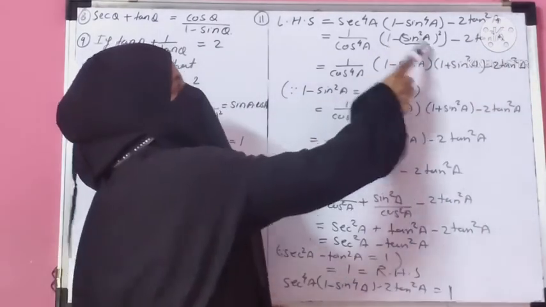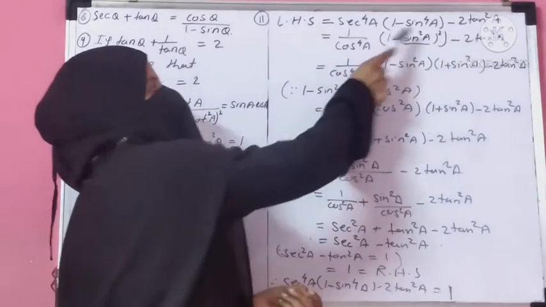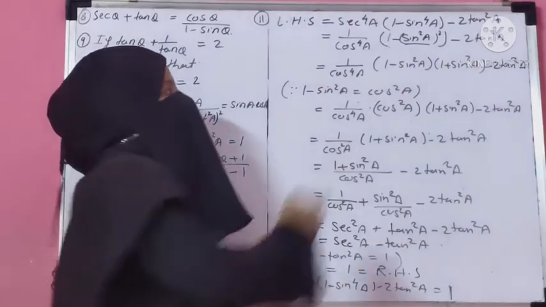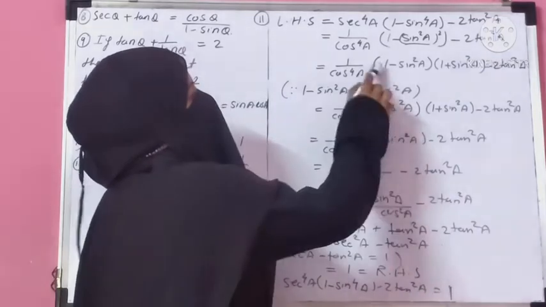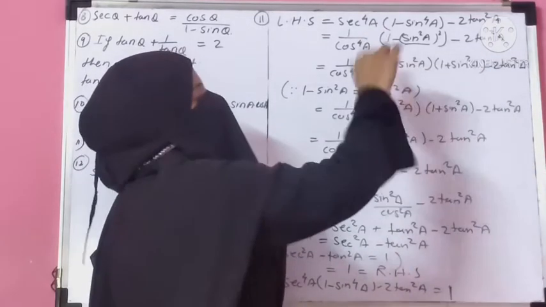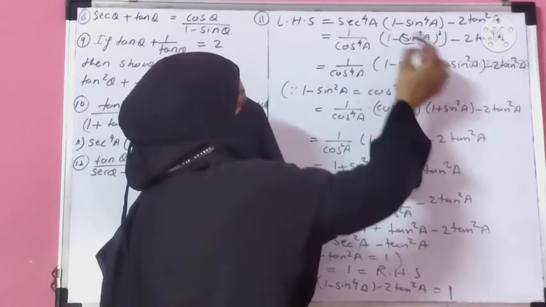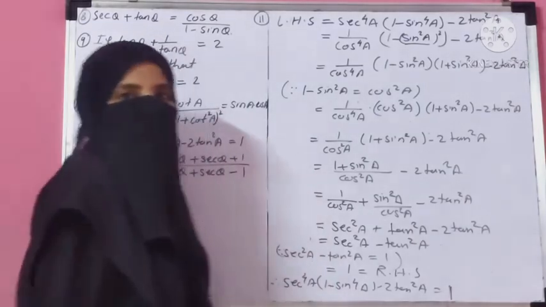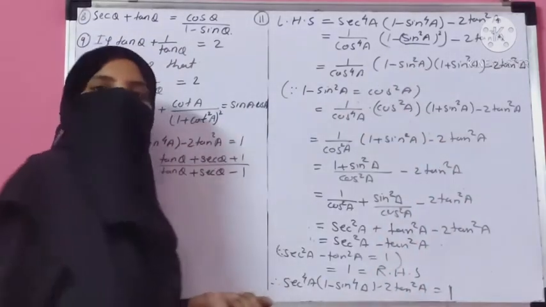Now here I apply the formula of a square minus b square, because 1 square is 1. The a square minus b square formula is (a minus b)(a plus b). In place of a is 1, in place of b is sin square a. So it becomes (1 minus sin square a)(1 plus sin square a), minus 2 tan square a as it is. Okay. 1 minus sin square a from identities is cos square a.